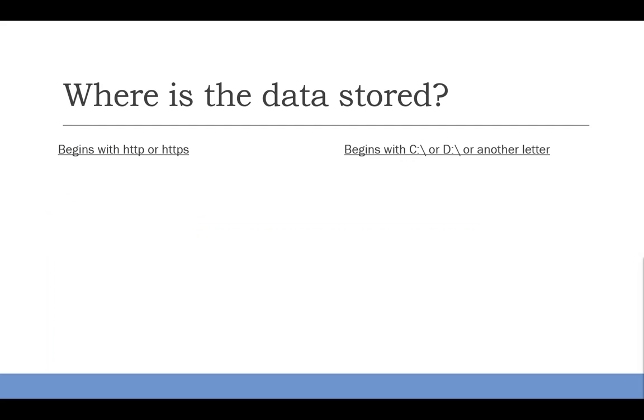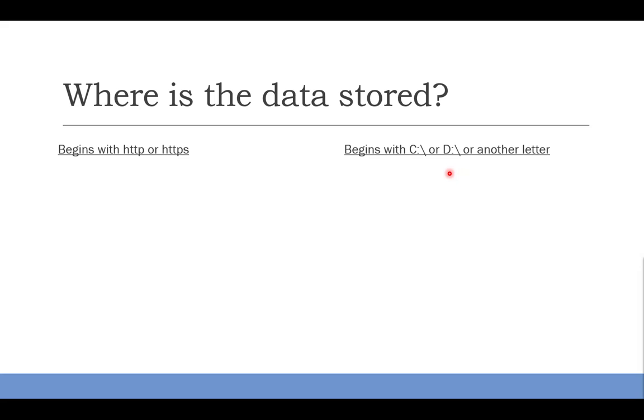So the first thing I just want to briefly discuss is where data is stored. Data includes files, videos, pictures, text files, programs, all that stuff is data. It's actually encoded in zeros and ones in your computer. So if you were to copy a link to something to share it with someone, it could begin with HTTP, HTTPS, or C or D or another letter.